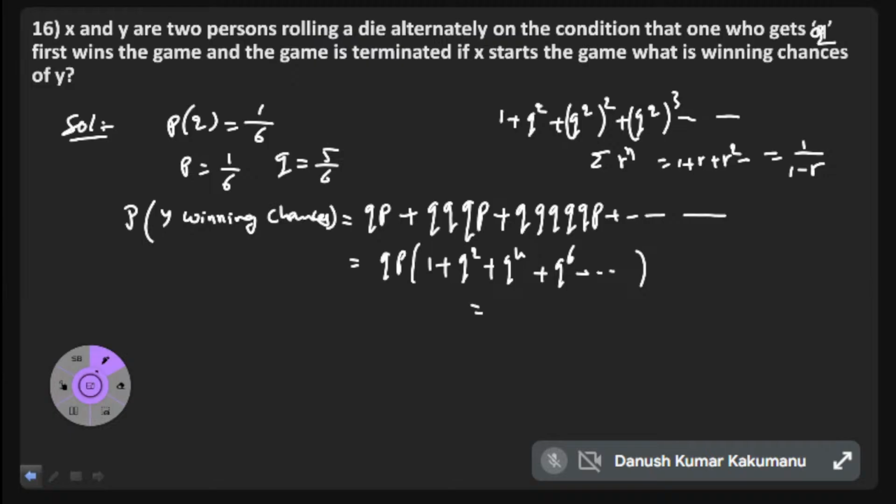What is the answer here? PQ divided by 1 minus Q square. What is the P value? 1 by 6. Q value 5 by 6, divided by 1 minus 25 by 36. What is the overall answer? 5 by 11 is the answer. Probability of Y winning chances is 5 by 11. Everybody understood?